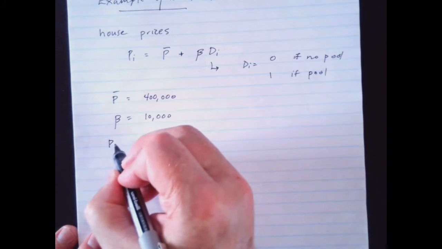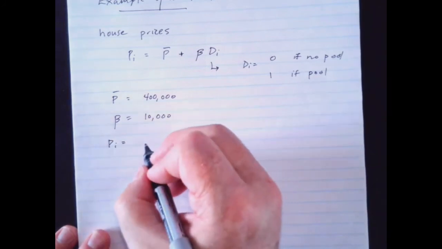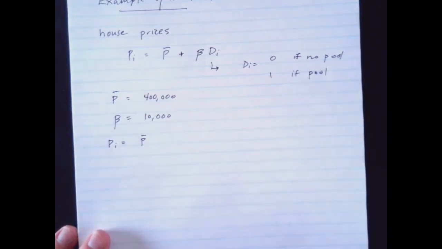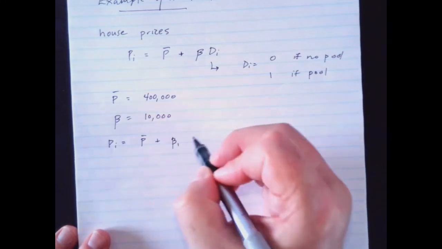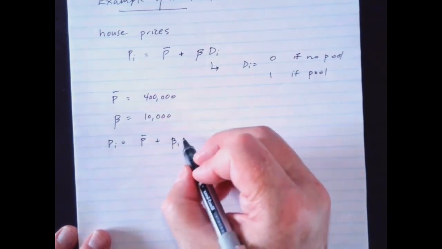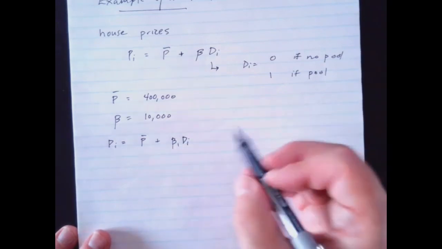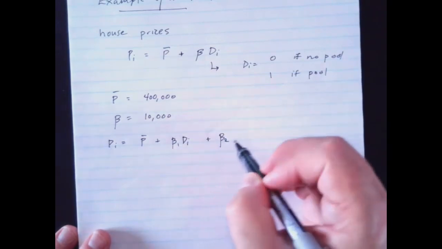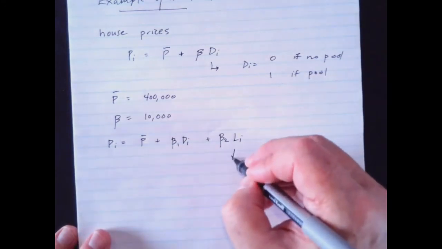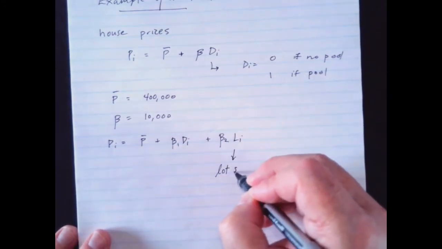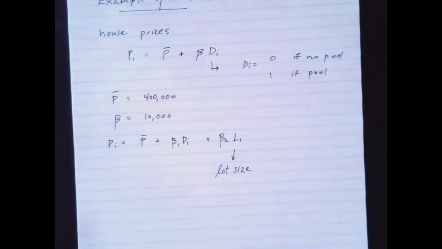So let's think about the other things that might be in our model. There's going to be this sort of central average, P bar, plus we have beta 1 for D, so that's our swimming pool, and then beta 2 for L. What's L? Well, maybe this is the lot size. People might be willing to pay more if you give them a bigger backyard or a bigger front yard or more space from side to side.